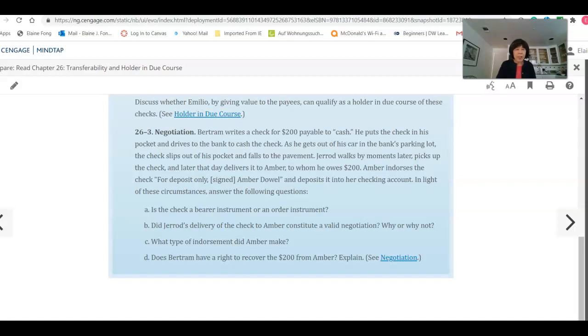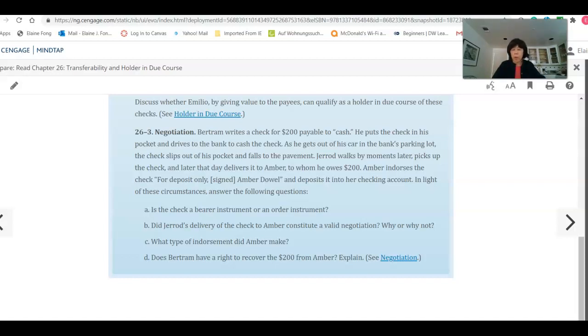Hello class, I'm making another video regarding a different type of problem. This is problem 26-3, and in this problem we're going to take a look at, again, negotiating an instrument.